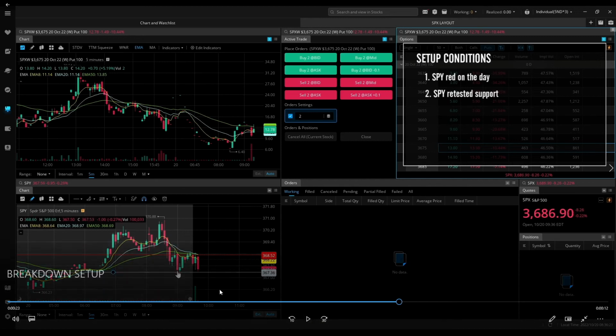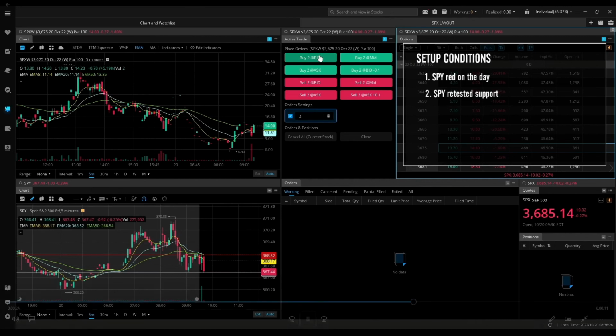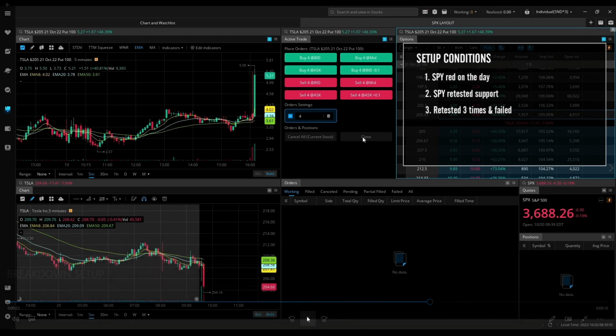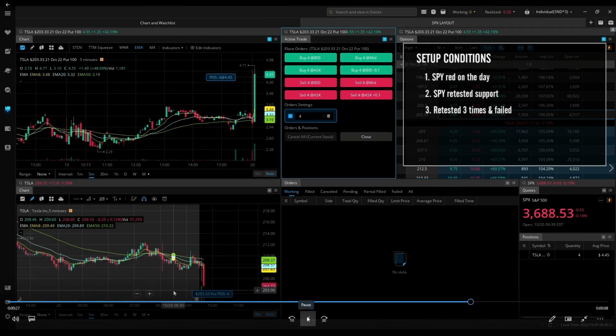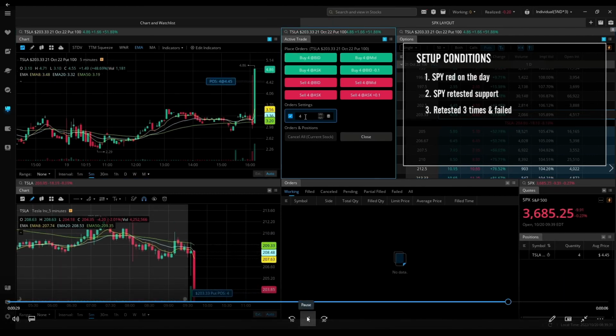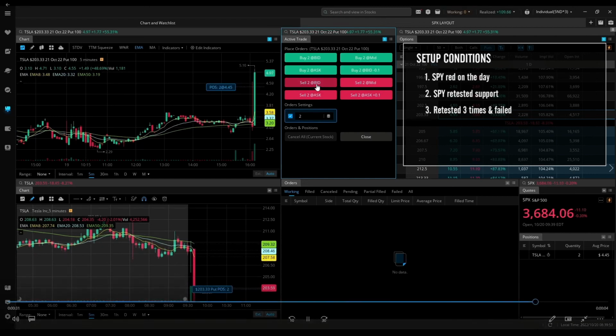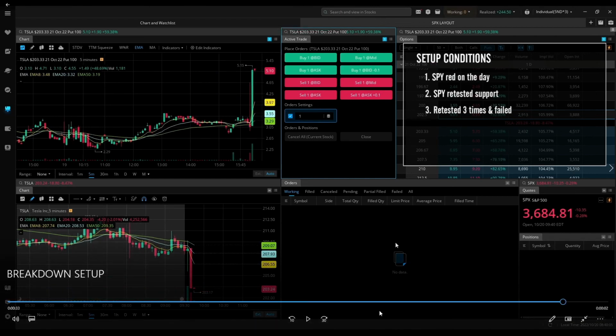And as it approached the breakdown point, I flipped to Tesla. And Tesla also had that support around 206. It broke down, retested a couple of times, it failed. I got in. I went in with 4 contracts since it was Tesla. And then I sold or scaled out, booking profits.